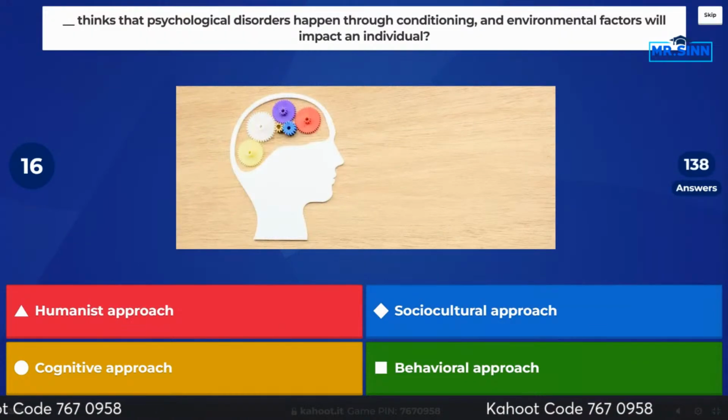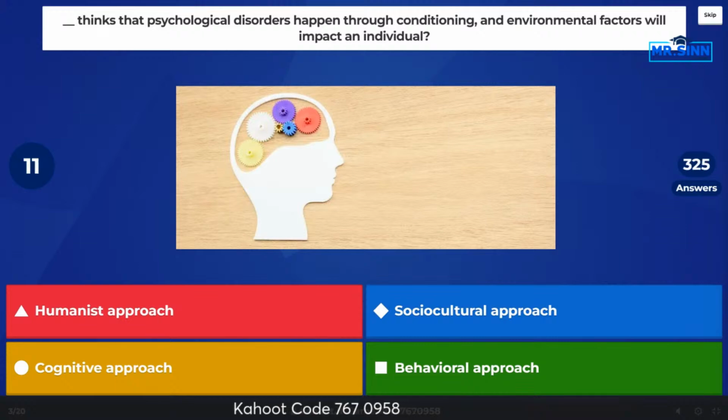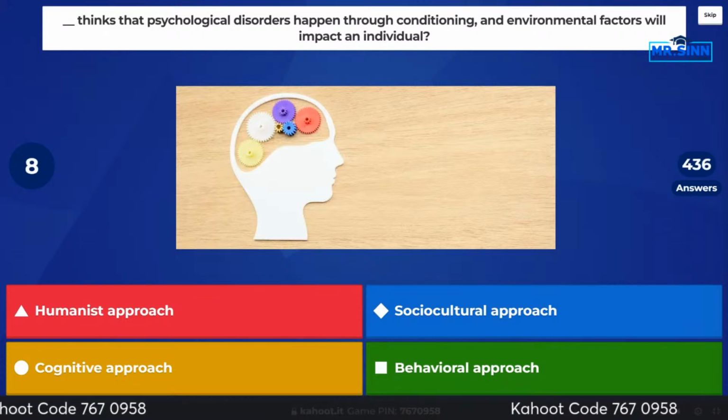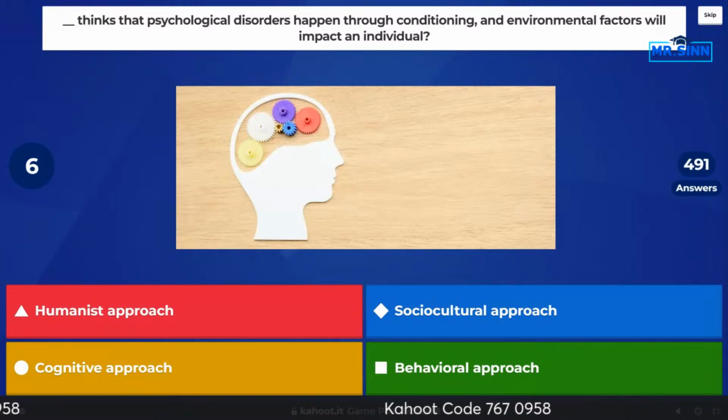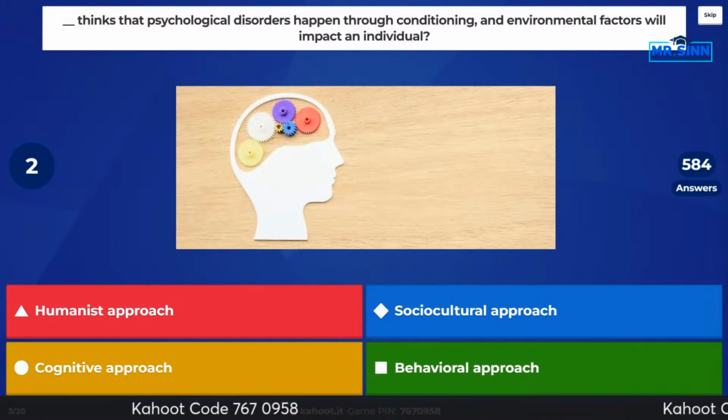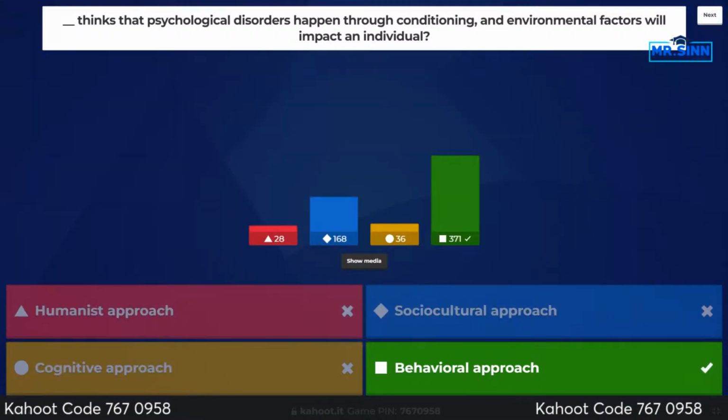All right, coming up, blank thinks that psychological disorders happen through conditioning and environmental factors, and they'll impact an individual. What do we got here? Finally, something you know. Good. Awesome. Yeah, majority of people got this one.